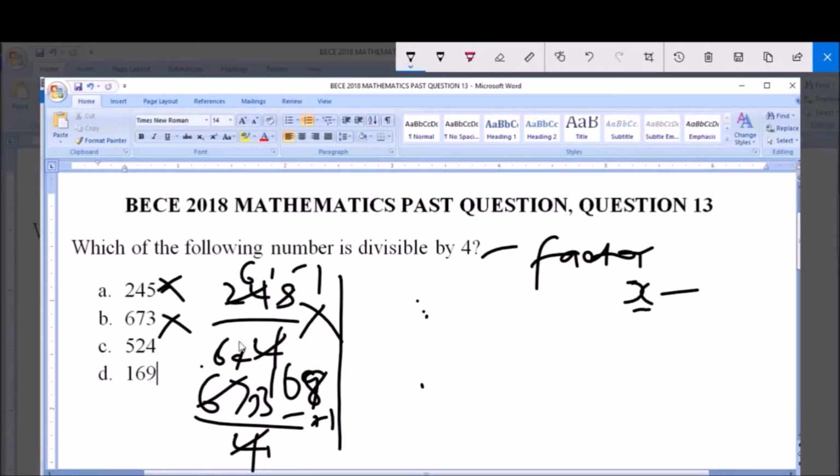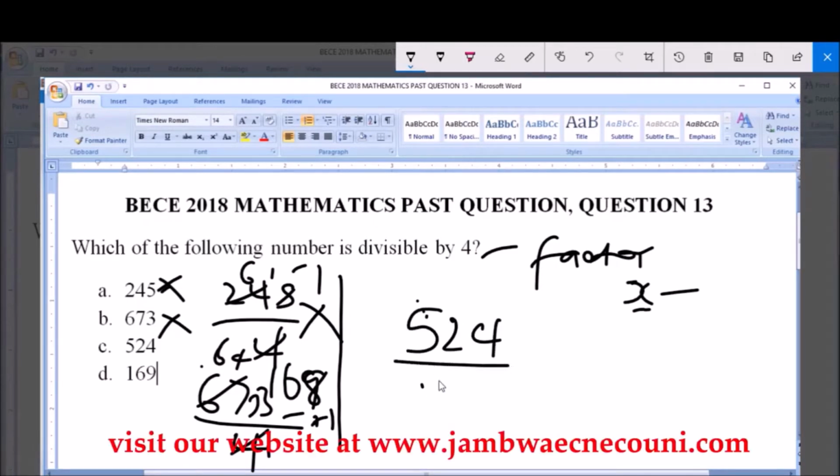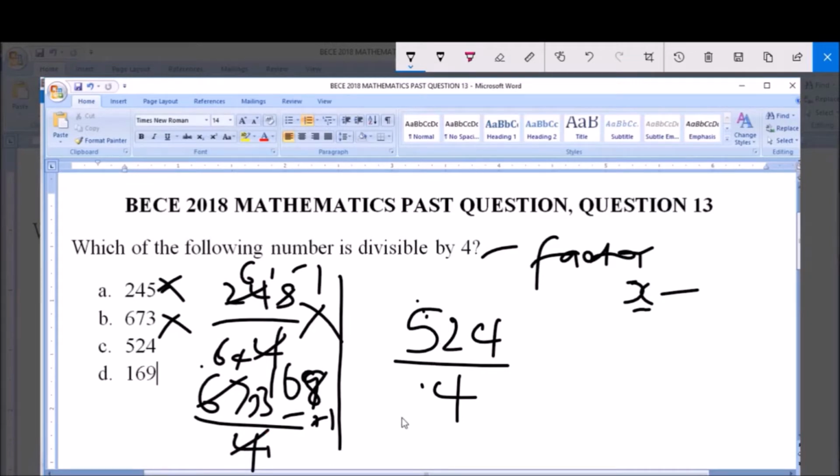Now the next option here says 524. 524 over 4. Let's pick this 52. 4 will go into 52 13 times. 13 times 4 will give us 52. Now 4 will go into this 4 once. That's 131. You see, remainder 0. You have no remainder. That means 524 is divisible by 4, because you have 131. So C here is correct.